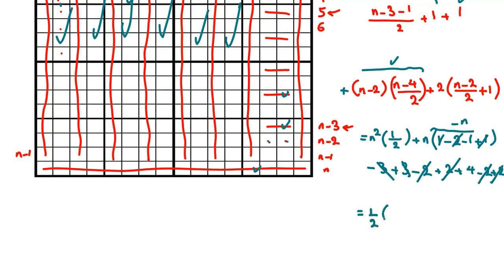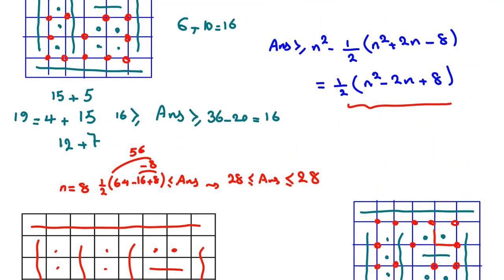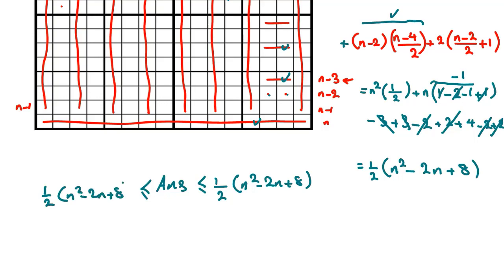So if we factor out 1/2, it is n squared minus... look here, it was minus 1. Minus 1 times n is negative n, and with common denominator 2, negative 2n, and plus 4 times 2 because of common denominator 2, 8. N squared minus 2n plus 8. So by this example, we proved the answer is less than or equal to 1/2 n squared minus 2n plus 8. And also by proof, we prove it is n squared minus 2n plus 8, so it is equal.